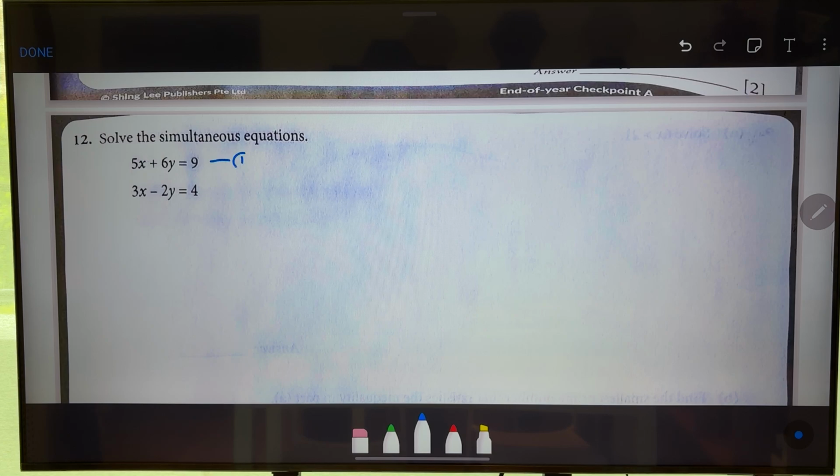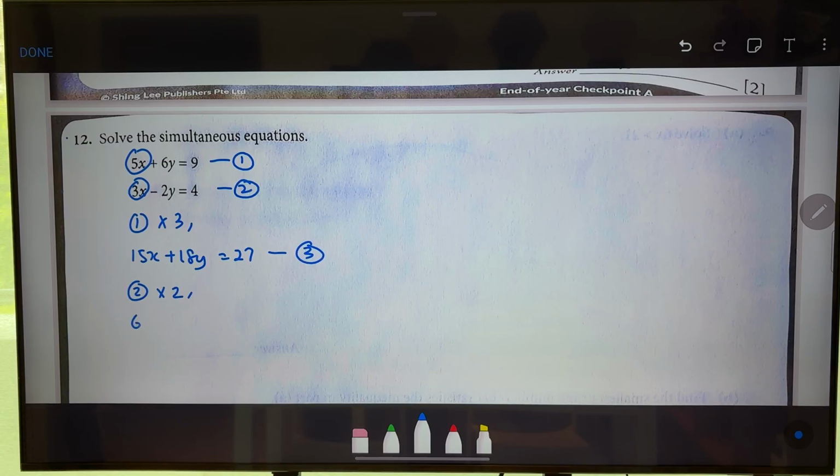So with that, equation 1, equation 2. With 5x and 3x, the common multiple will be 15, right? So equation 1 times 3 will give us 15x plus 18y equals 27. This becomes equation 3. And then equation 2 times 5. Sorry, mistake. I'm working off the cuff because I did it the other way around, where I made the y coefficient the same. So I times 5, I get 15x minus 10y equals 20. Correct? Okay, you all double check for me.